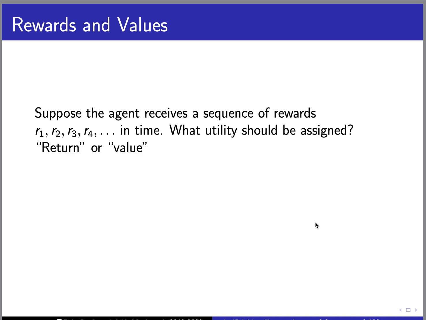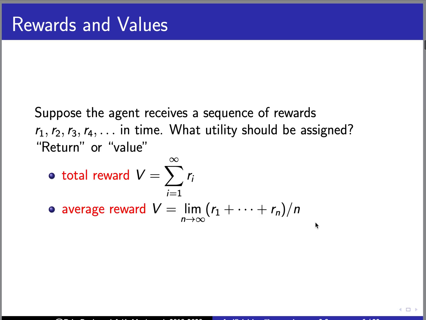Now we're going to assume that the agent receives a sequence of rewards, which we're going to write as little r1, r2, and so on in time. The question is, how should we assign a utility to this? Because we're going to use decision theory, which is based on utility. And we're going to use the word return, or often the word value. They're both used.